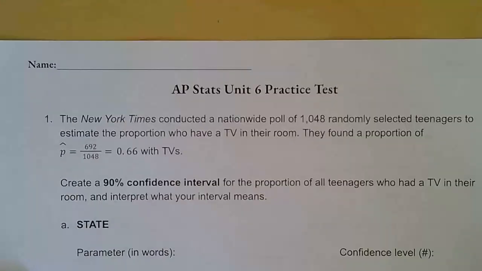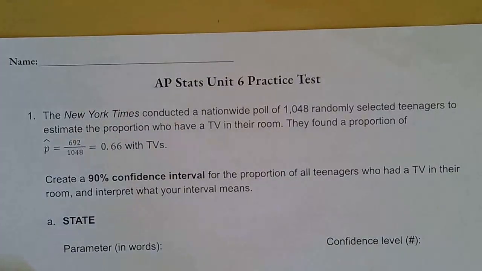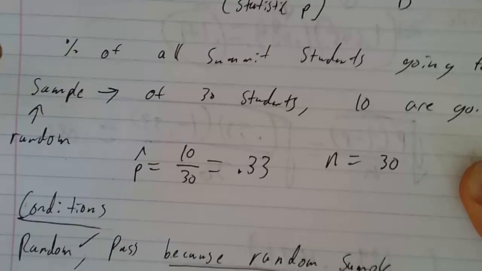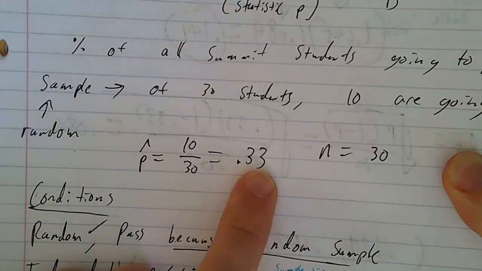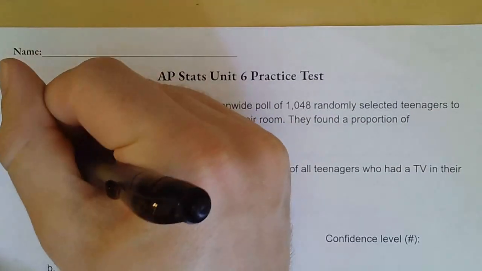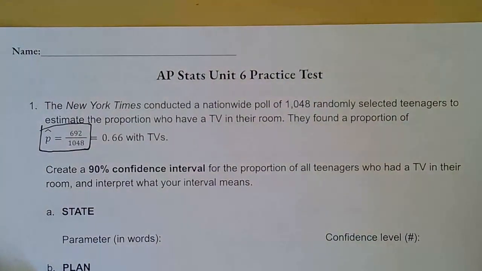Okay. The New York Times conducted a nationwide poll of 1,048 randomly selected teenagers to estimate the proportion who have a TV in their room. They found a proportion of p hat is 692 over 1048 equals 0.66 with TVs. So some of the steps have already been done for you. So if we think about our notes before, how I did 10 over 30, I had to calculate that myself. This is actually already done for you. So we have our p hat. That's good to know. I'm going to go ahead and box that because that's an important value.